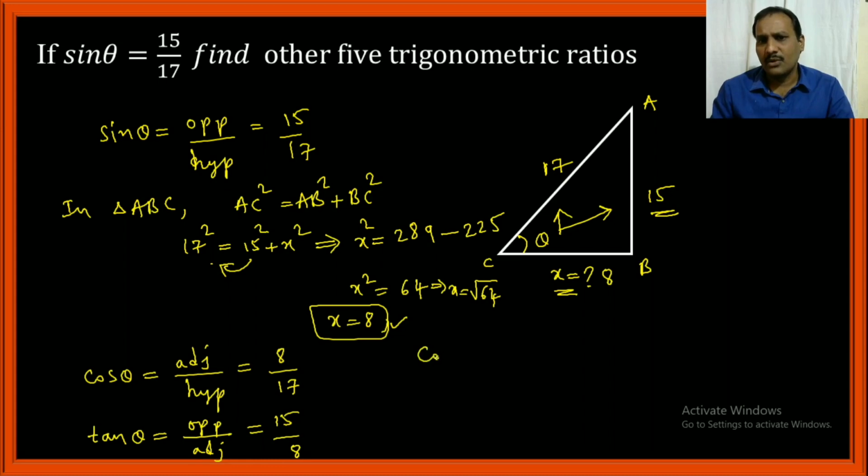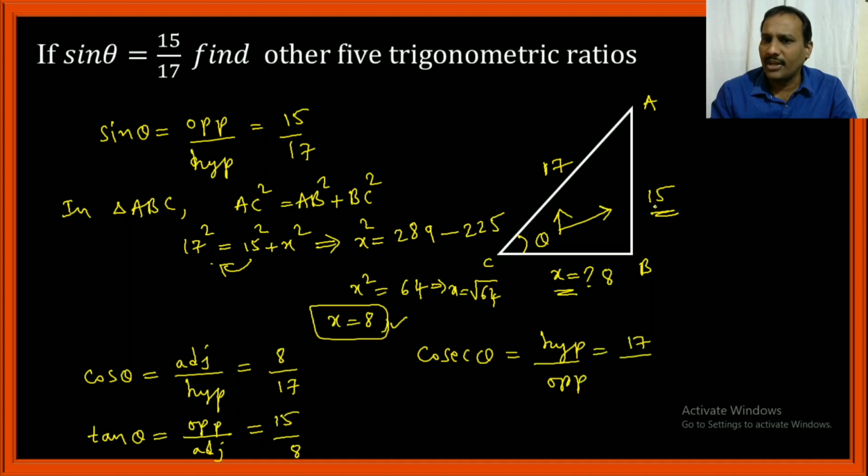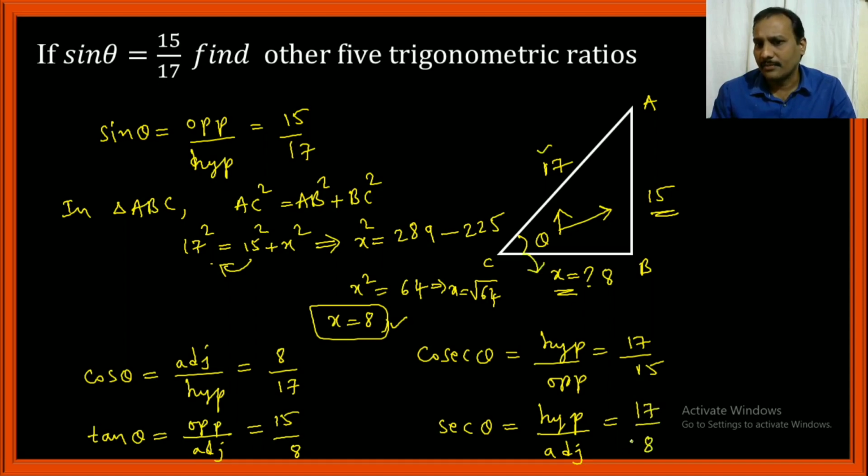Then comes cosecant theta. Cosecant theta is defined as hypotenuse by opposite side. What is hypotenuse? Hypotenuse is 17 and the opposite is 15. Then secant theta. Secant theta is defined as hypotenuse by adjacent side. What is the hypotenuse here? 17 by adjacent side to theta is 8.